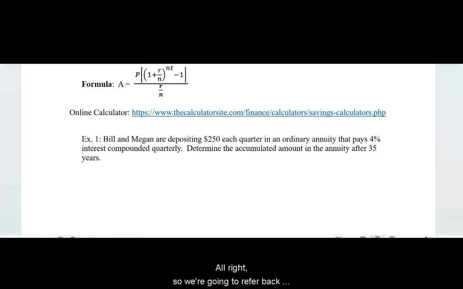All right, so we're going to refer back to that formula up there, and we're going to plug in everything that we have. Right here, the 250, that's how much they're doing every quarter. That is your P for the formula. We have our R, but again, we're going to write that as a decimal. And then we have our time. We're missing one more thing. What would that be? N, how often it's compounded. Right here, compounded quarterly. So N is going to be 4 in this particular problem.